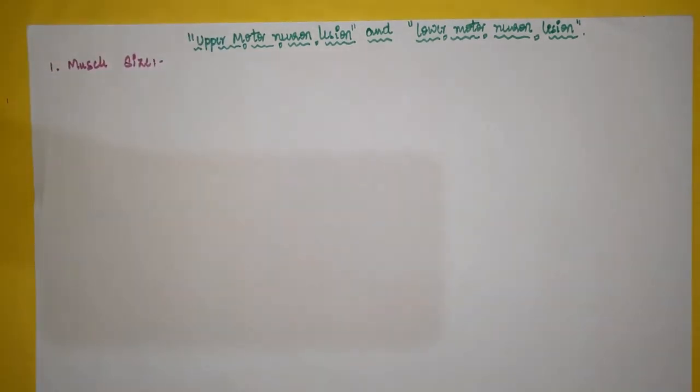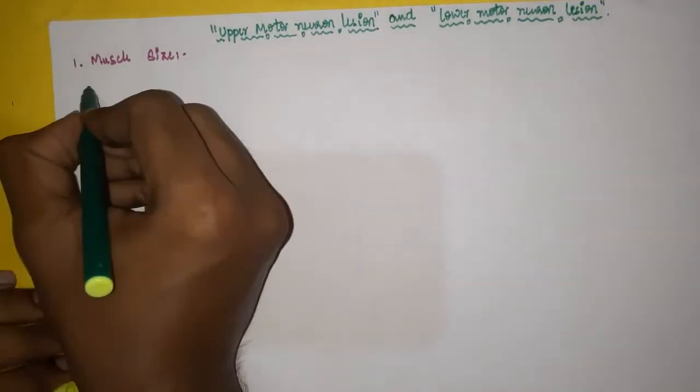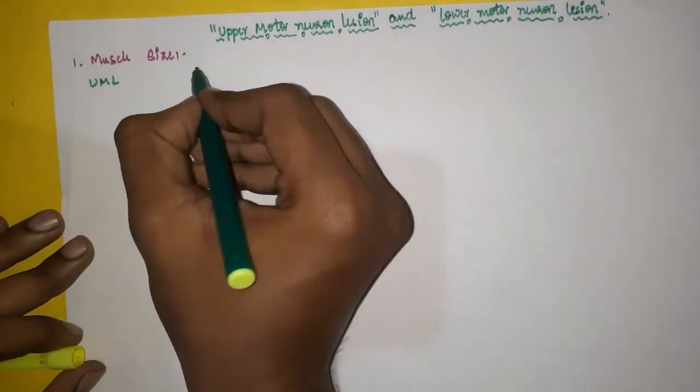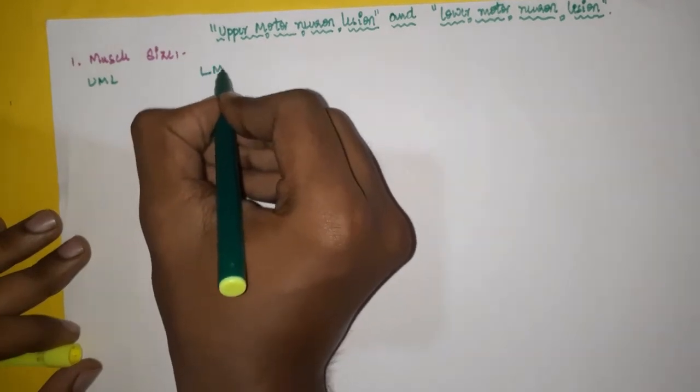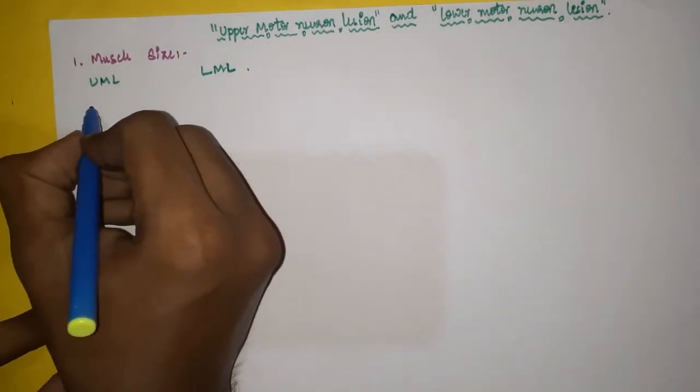What happens to the muscle size in upper motor neuron lesion and lower motor neuron lesion? The size of the muscle will decrease, meaning atrophy, when either blood supply or nerve supply is completely damaged.